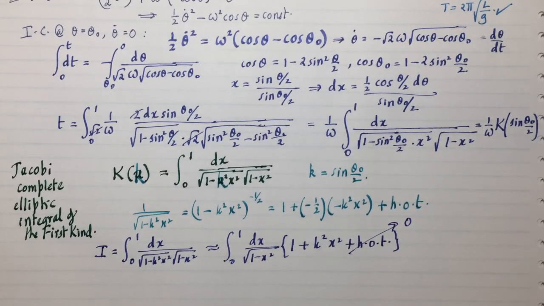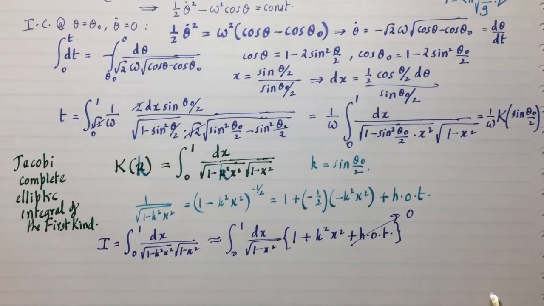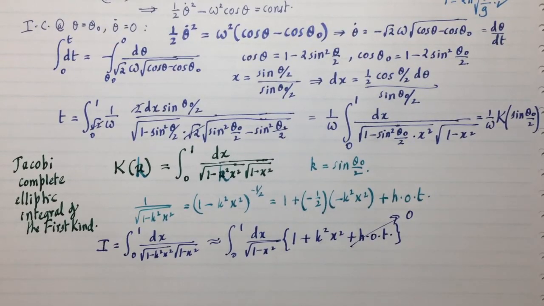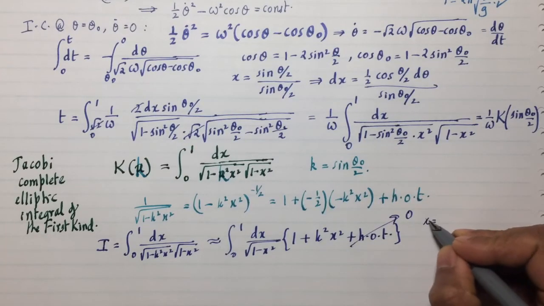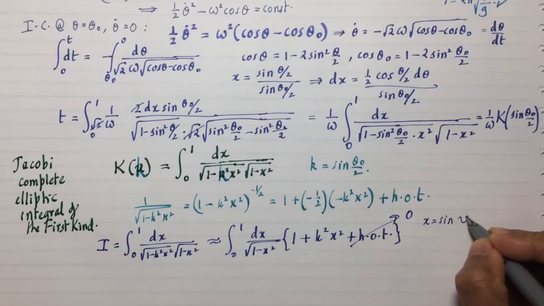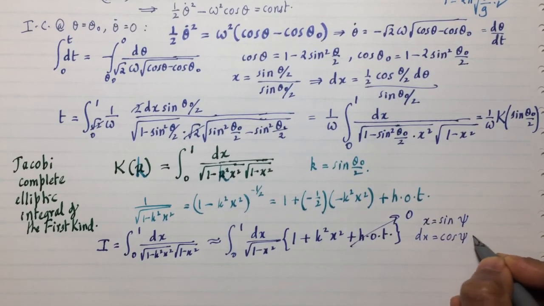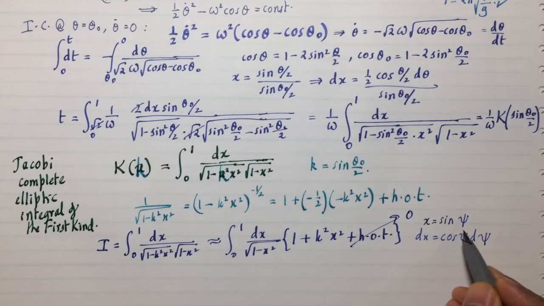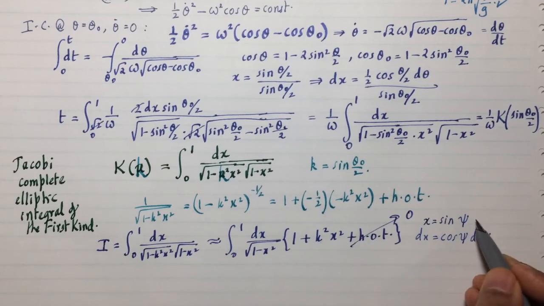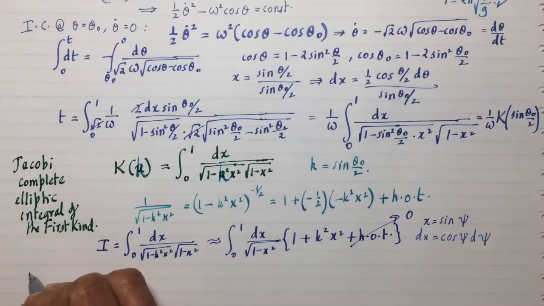Let's try to figure out what this is at least. What I can do is put the substitution x equals sine psi. Then dx is going to be cosine psi d psi. When x equals 0, psi will be 0, and when x equals 1, psi will be 90 degrees. So this gives me a good way of converting this integral.